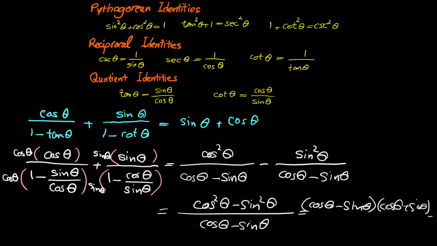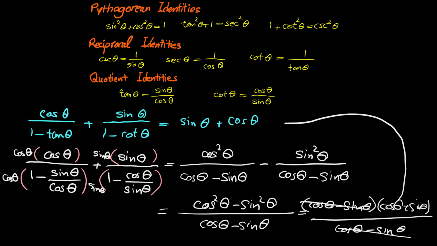And then the first bracket in the numerator cancels with the denominator. What remains from this? From this exactly we have this. So this equals the other side. So we prove that. So finally this equals cosine plus sine. And this finishes the proving of this identity.